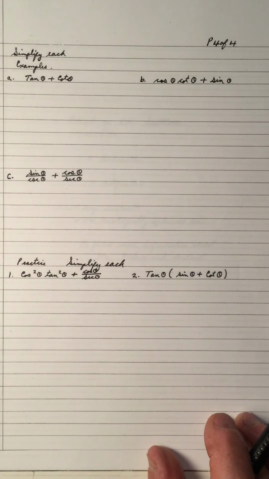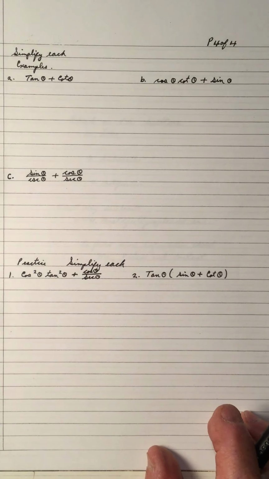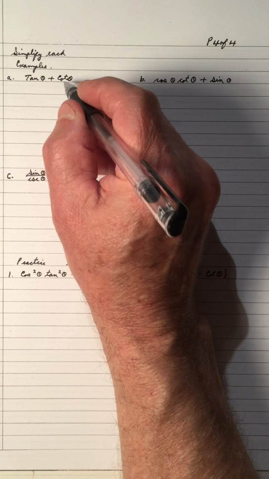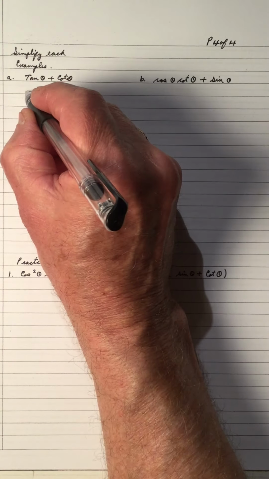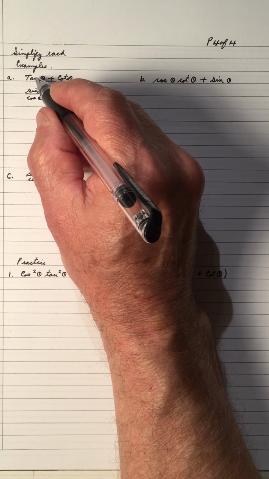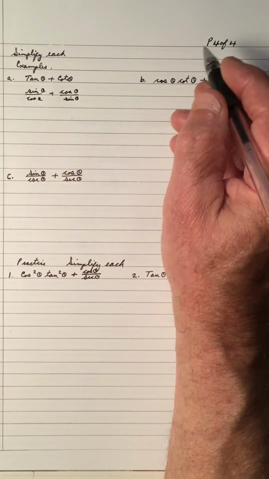You have to learn them. You have to memorize them. Be able to use them. So let's use these to simplify. Here we go. Simplify each of these. Tan plus cot. So tan is sine theta over cos theta. Cot is the reciprocal of that, cos over sine. Remember, tan is opposite over adjacent, which is the sine over the cosine, because opposite got sine, adjacent got cosine.